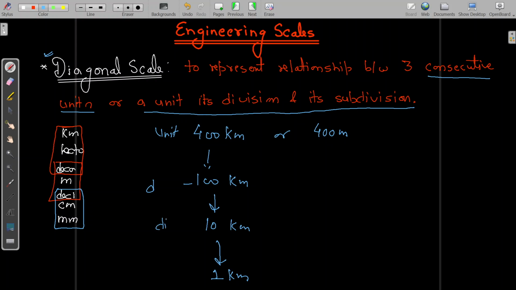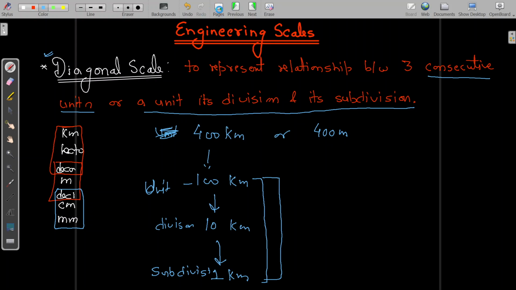So this will be your division after dividing it into 10 parts. Then again this will be your subdivision. And this 400, when we divide into 4 parts, this will represent the unit. So three consecutive relationship: unit, then we divide it, first division, then again we divide it, second subdivision. If we want to represent relationships just like this, then we have to use the diagonal scale.